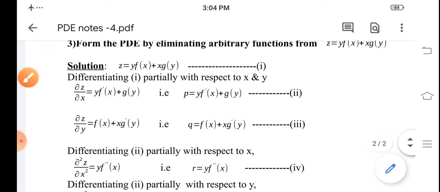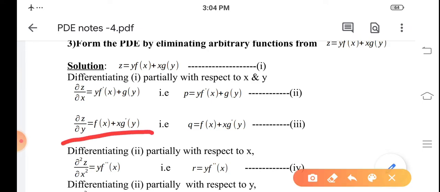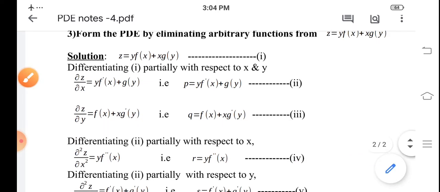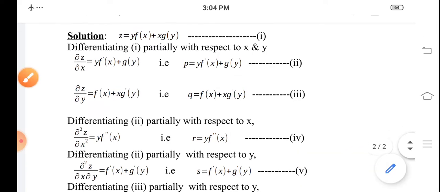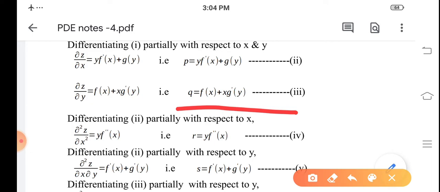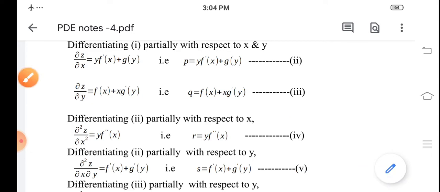Similarly, differentiating equation 1 partially with respect to y, we obtain dou z by dou y equal to f of x plus x into g dash of y. Now, we obtain p equal to y into f dash of x plus g of y, that is equation 2. Next, we get q is equal to f of x plus x into g dash of y. I'll take it as equation 3.